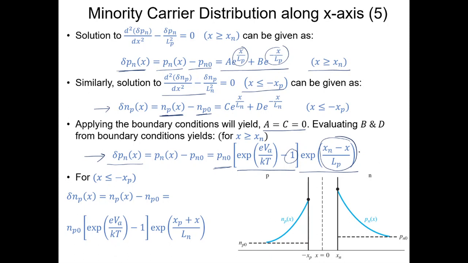So this is the reason why it goes like this. If we go to x equals 0, this part becomes a constant and we get a finite value here. Similarly, for x less than minus xp, or for the minority carrier electrons at the p side, we can get a similar relation.